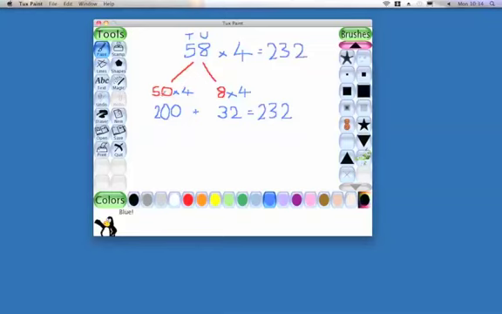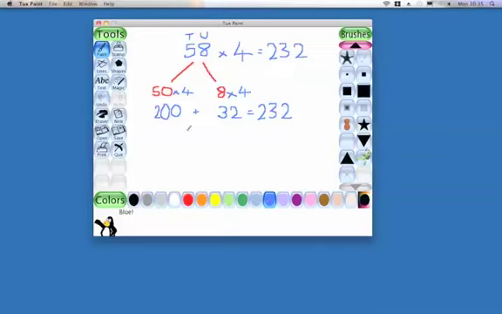Now, when you do the tens part and you're multiplying it by another number, you can forget about this 0 and just do the 5 times the 4, which would be 20, but then you have to remember to put the 0 back on. So let's do one more.